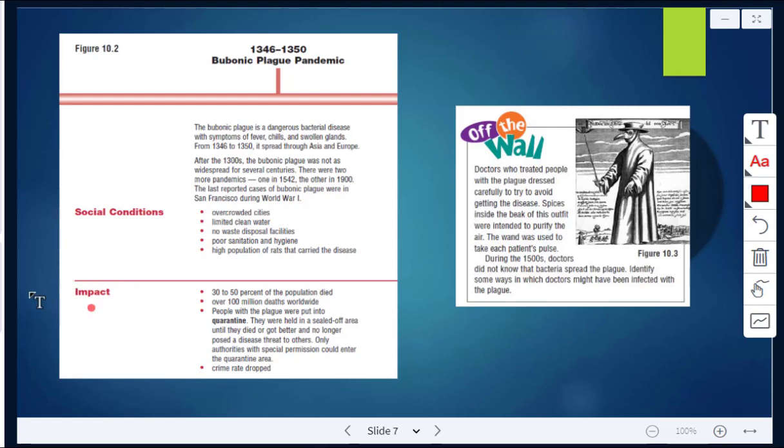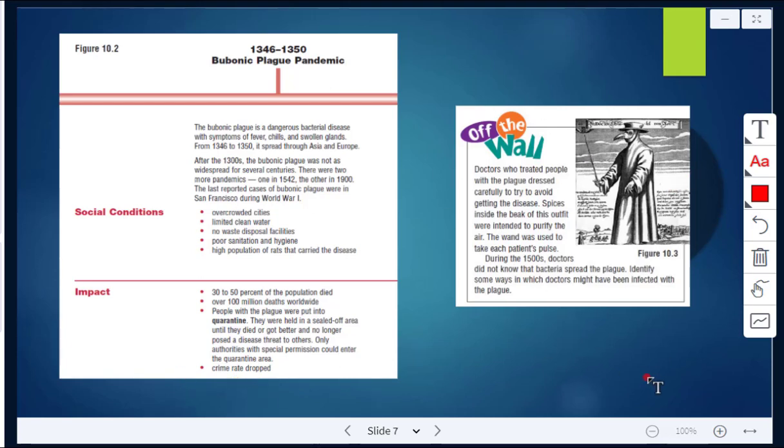The impact of this disease: 30 to 50% of the population died, over 100 million deaths worldwide, and people with the plague were put into quarantine, which means they were held in sealed off areas until they either died or got better and no longer posed a threat to others. Only authorities with special permission were allowed to enter that quarantine area. Another impact of this disease was that the crime rate dropped.